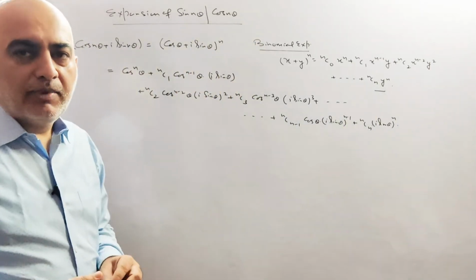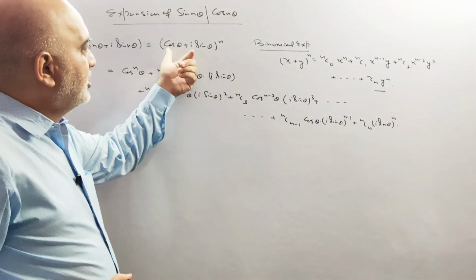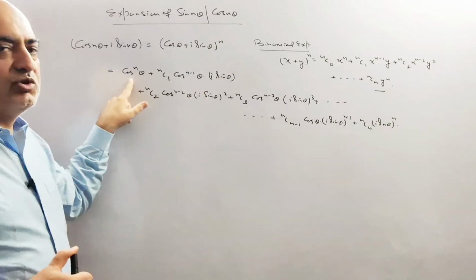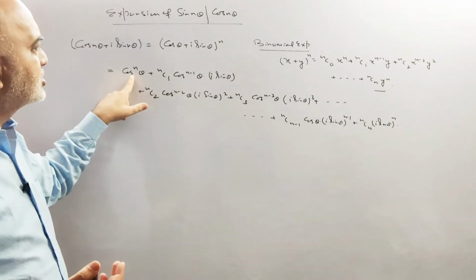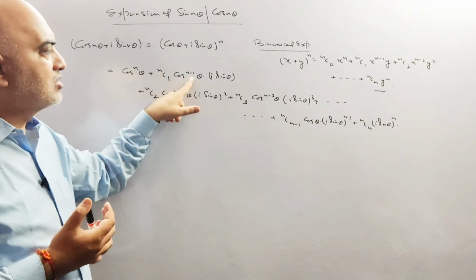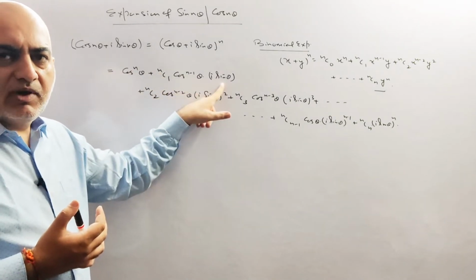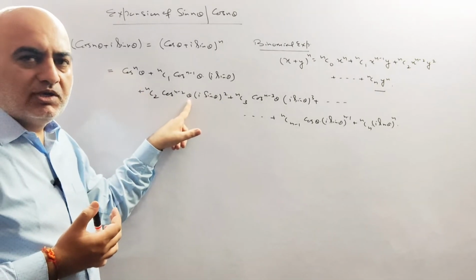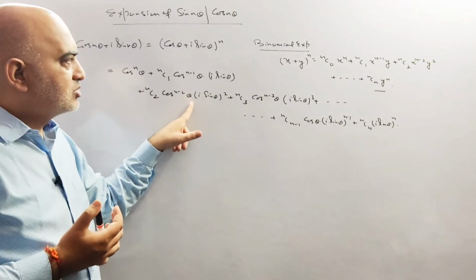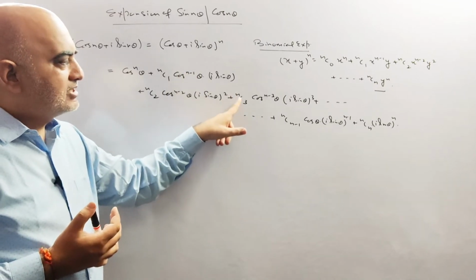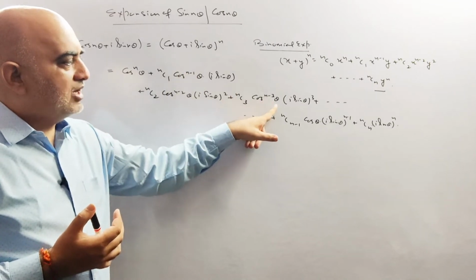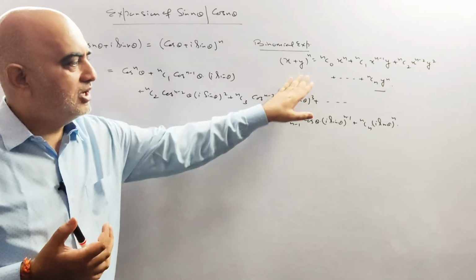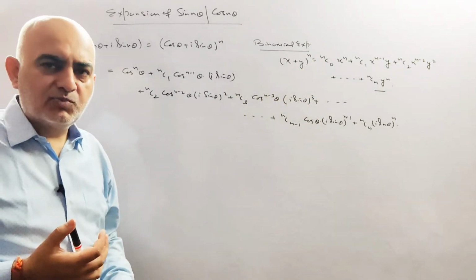This is our binomial expansion of this side, because in (x plus y) raised to the power n, with x as cos theta, nC0 is 1, we know. So it is cos^n theta plus nC1 cos^(n-1) theta, and this is y, iota sin theta. After that, nC2 cos^(n-2) theta, that is x to the power n minus 2, and this is y square, plus nC3 cos^(n-3) theta (iota sin theta) cube, and so on. So in this way, we can use the binomial expansion.